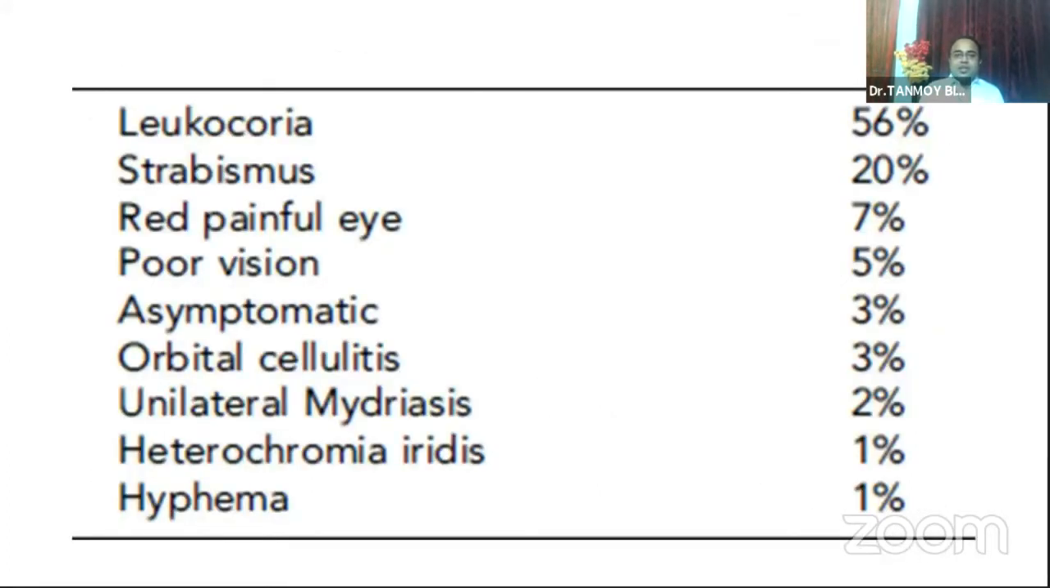This chart shows the various modes of presentation of retinoblastoma, leukocoria being the commonest, followed by strabismus and red painful eye. So retinoblastoma can present in various ways in children, and whenever we are seeing a child, we have to keep this in mind.